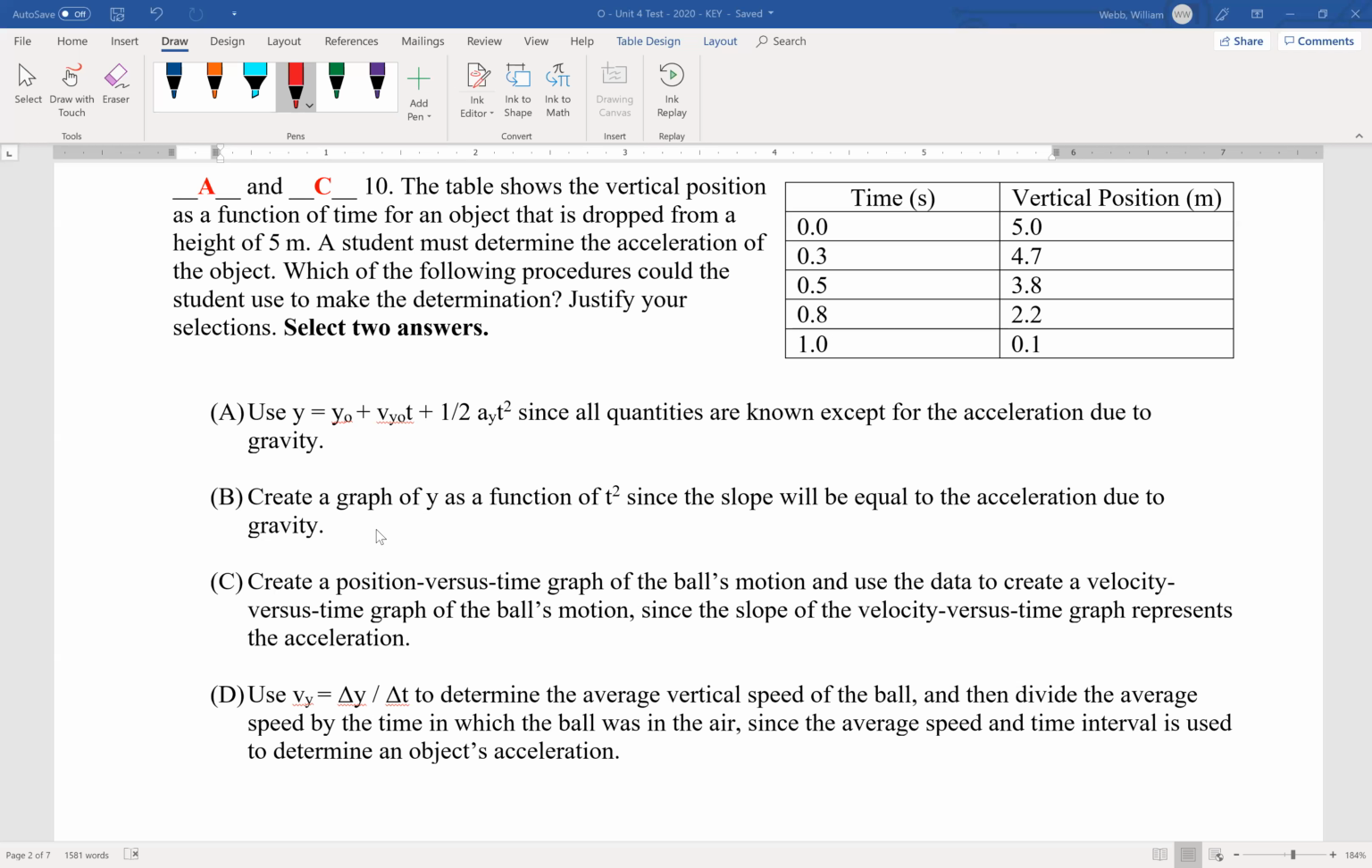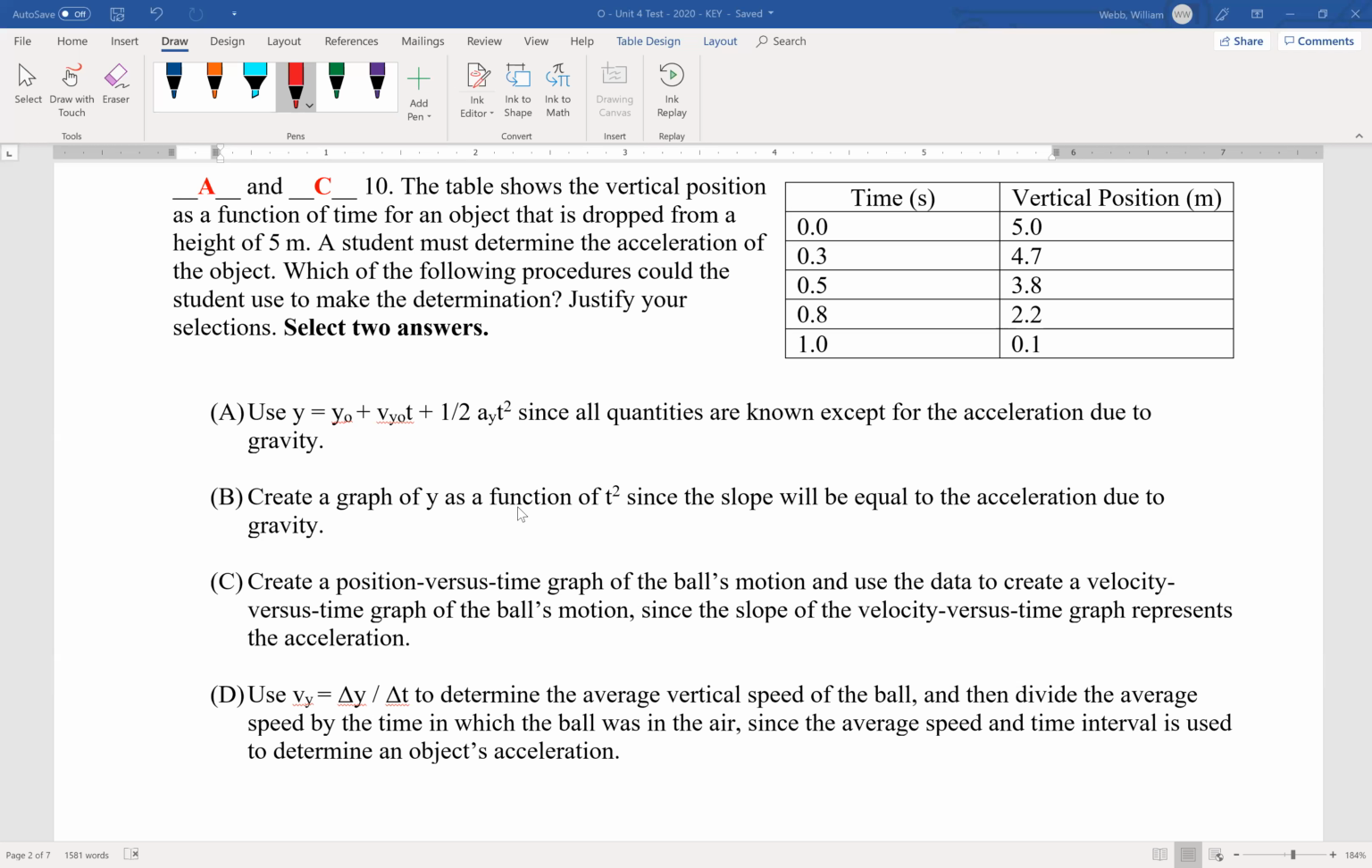Letter B, create a graph of y as a function of t squared. Okay, so that's what they're saying you could do. And we actually did that. You linearized your graph and made it position versus t squared. So that seems good. And then the justification is, since the slope will be equal to the acceleration due to gravity. But what we discovered when we did that lab is it isn't actually the acceleration, it's 1/2 the acceleration. The slope isn't the acceleration, it's half of it. So the beginning is good, but the rationale is not quite right. Had they said would be equal to half the acceleration, then they would have been right. But that little detail there makes B incorrect.